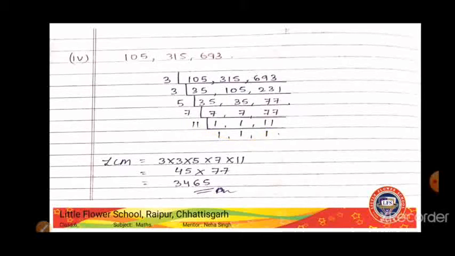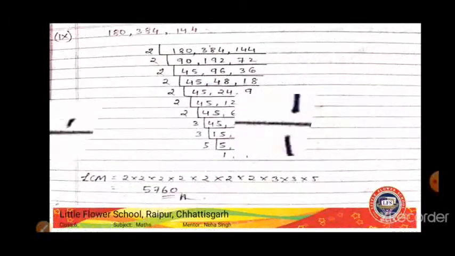Understood? So now to find the LCM, what we'll do? LCM will be the product of all these numbers, that is the product of 3 into 3 into 5 into 7 into 11, right? After multiplying this we can get the LCM, we'll get the product. Okay, so let us see the next question.